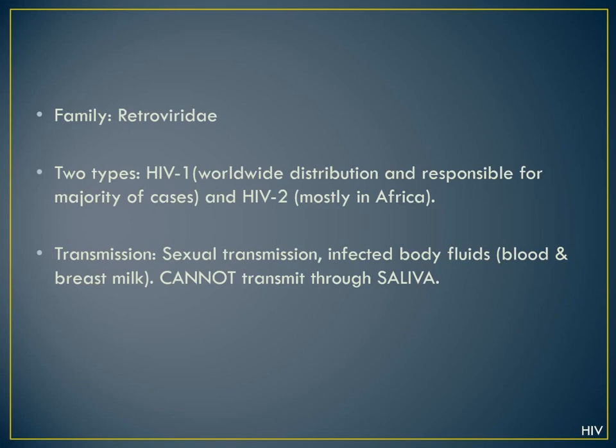And the transmission of HIV is through sexual transmission and also infected body fluids such as blood and breast milk. And the most important thing is HIV cannot be transmitted through saliva. Infected needle between drug abusers is also a common way of transmission of HIV.